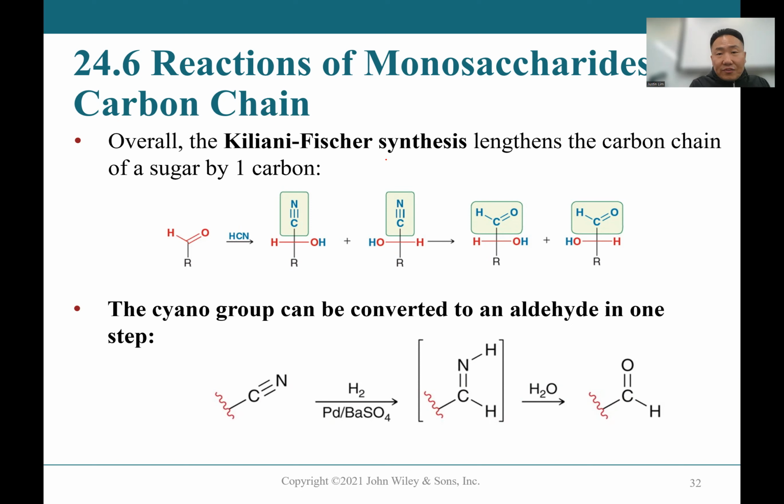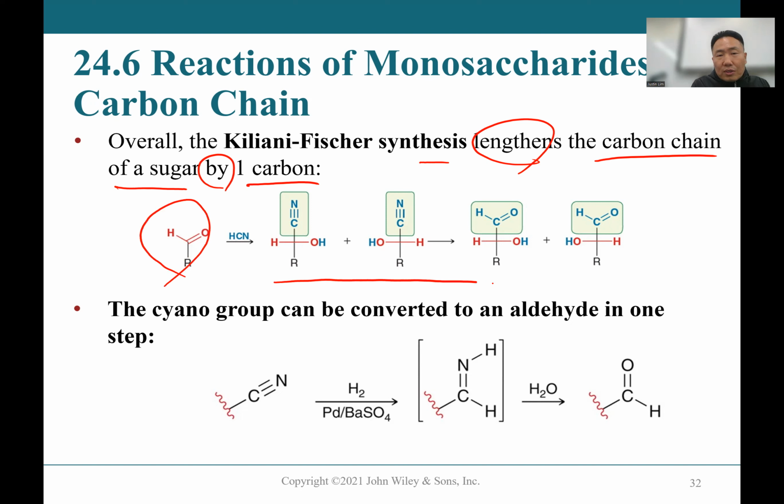So overall, the Kiliani-Fischer synthesis lengthens the carbon chain of a sugar by one carbon. Through the Kiliani-Fischer synthesis, you can generate a sugar lengthened by one carbon.